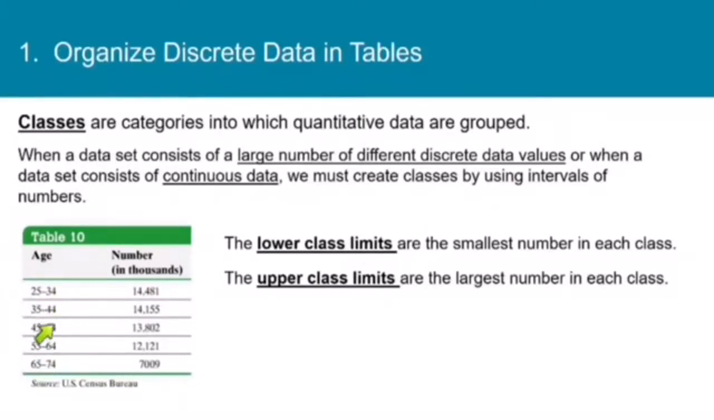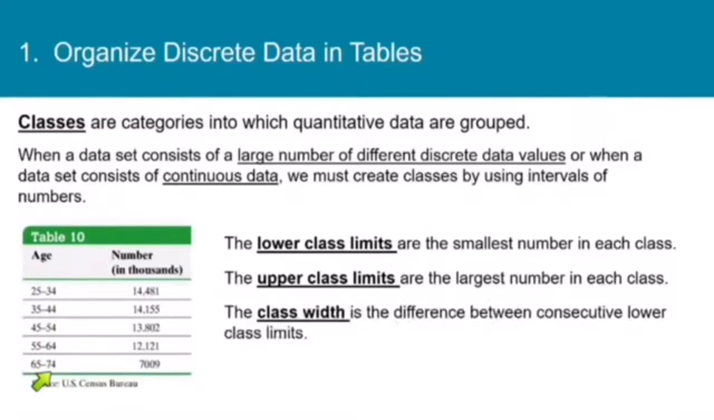So our upper class limits are 34, 44, 54, and so on. And the class width is not what you think. You might think that class width would be the difference between the upper and the lower. It's not. The class width is the difference from lower class limit to the next lower class limit. So for this example, the class width is 10.